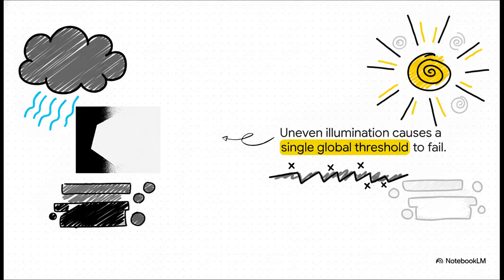And here it is, our difficult image, processed with the absolute best single threshold that algorithm could find. And as you can see, it's a complete failure. The left side is crushed to black, the right side is blown out to white. We've lost everything, because one threshold just can't handle a shadow on one side and a bright light on the other at the same time.